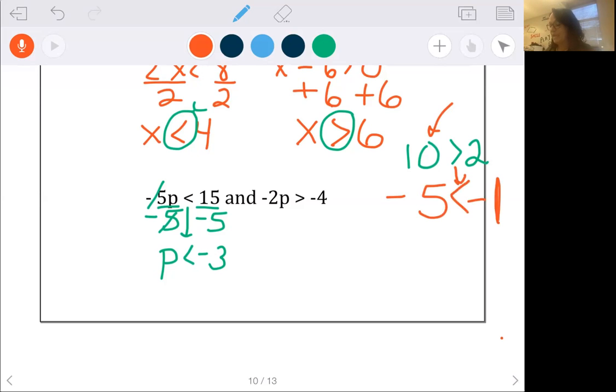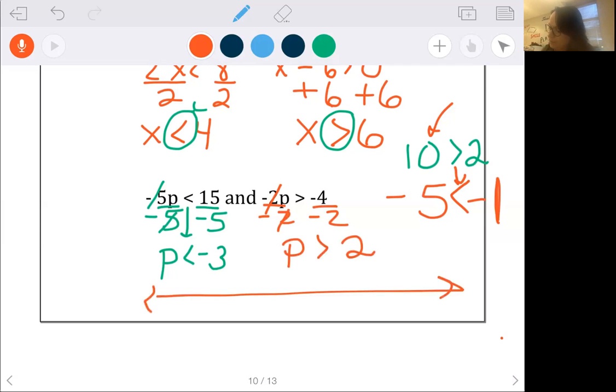So p has to be less than -3. We'll have an open dot. And on this one, when I divide by a negative, it's not when you have any negative in the problem, it's when you're dividing by a negative. Okay, so let's go graph that. Let's go to -3. And let's go to 2.